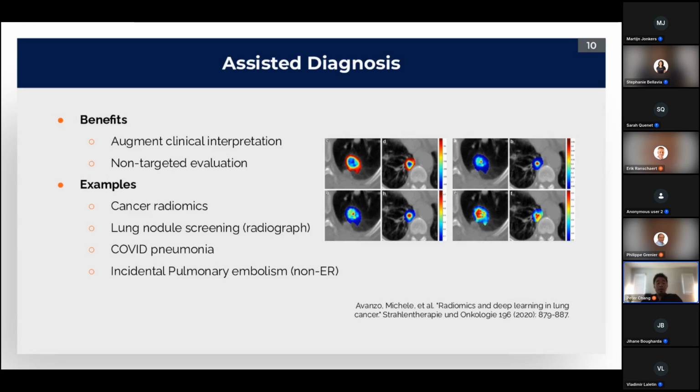Another major category is that of non-targeted evaluation. So there are things that radiologists perhaps could look for if they had enough time, but just due to time pressures, they're not going to be paying attention to that particular outcome.